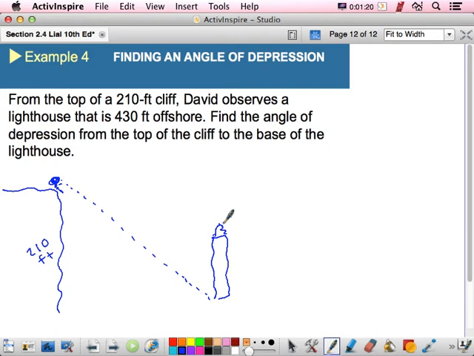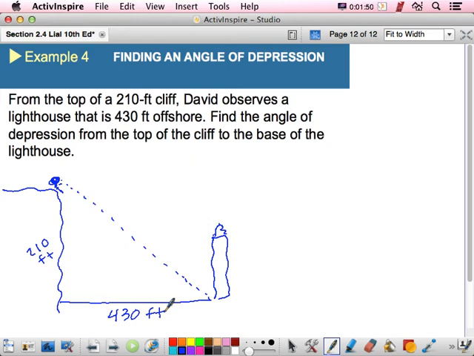Where is the triangle in this situation? It goes back this way, right? How far is it from the lighthouse to the base? 430 feet. What am I looking for? The angle. The angle of depression. Where is the angle of depression? Is it inside the triangle or is it outside the triangle?